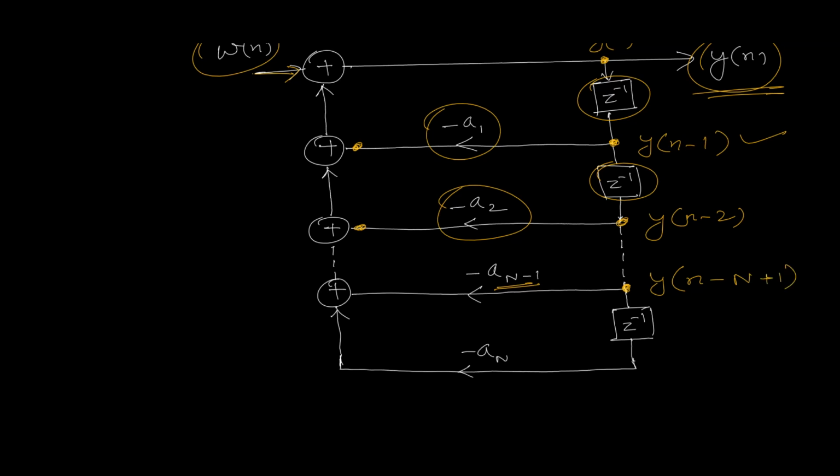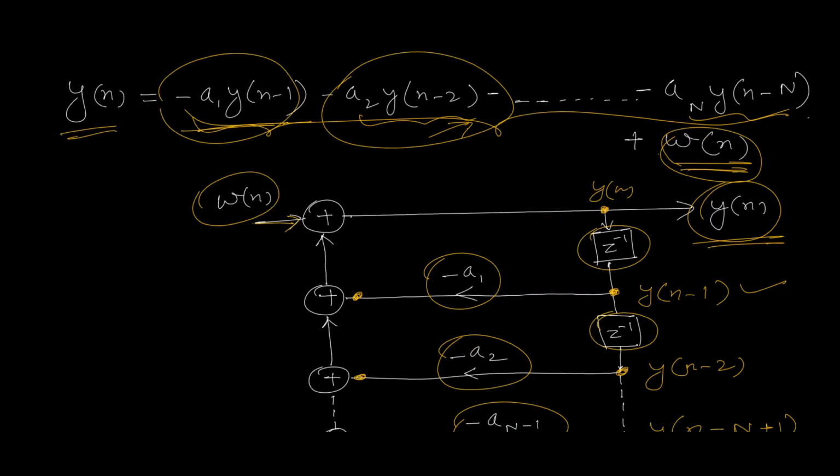This will get multiplied with this and added up with all those values. Finally at this point we'll have y of n minus capital N, which gets multiplied with this, and we'll have minus aN multiplied with y of n minus capital N. As you can see in this equation, all these shifted versions of y are added up with w of n, which we are getting from this side. So all these values get added up, and this sum will result in y of n.